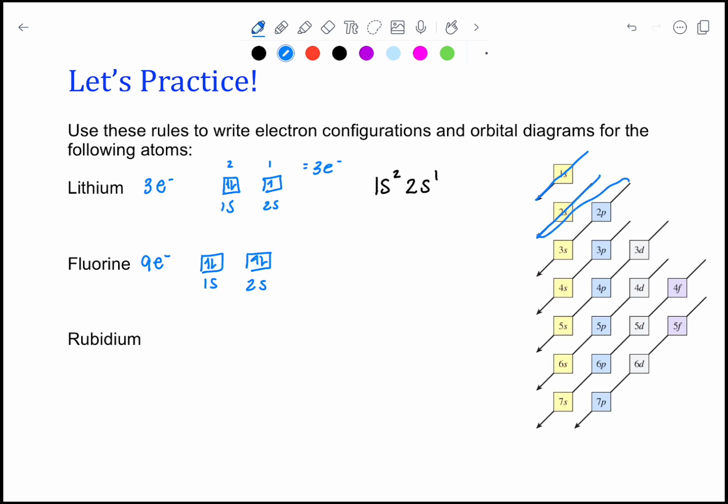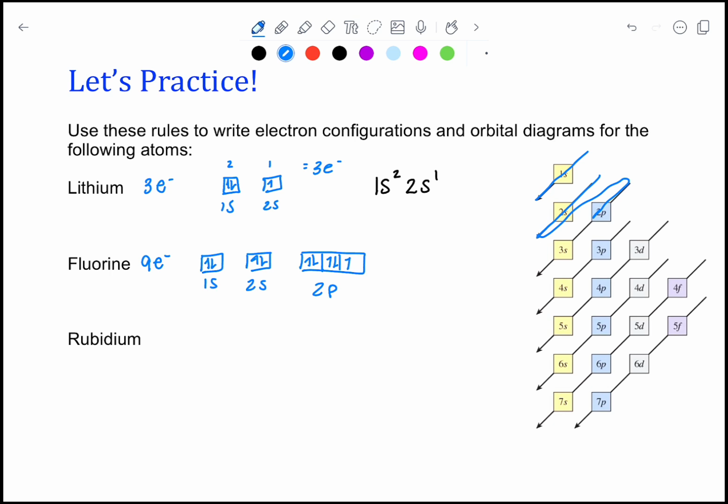After 2s, I go up and I use 2p, which has 3 boxes. I've used 4 electrons, so I have 5 electrons left. So I do 1, 2, 3, 4, 5. Here's a case where we don't have enough electrons to fill our p orbital. We have an unfilled orbital, which is totally fine. There's not enough electrons to go around, so we just leave it as is.